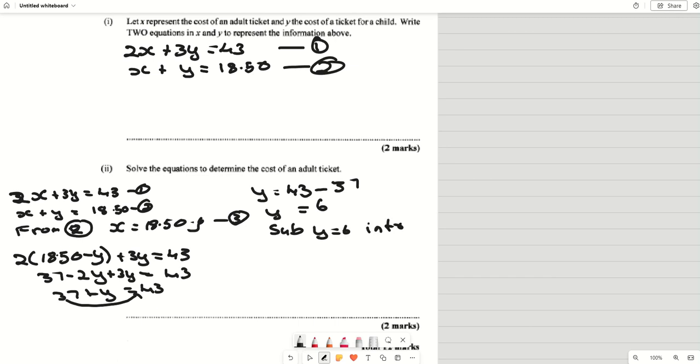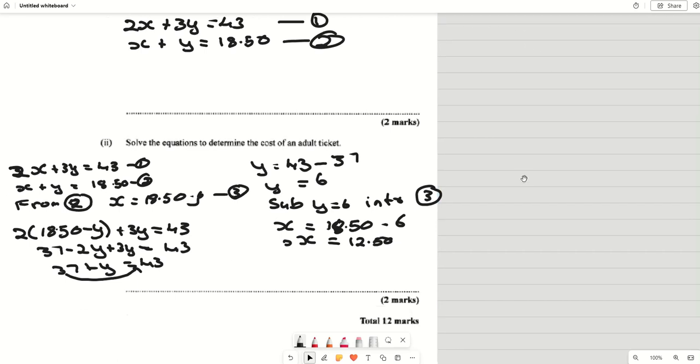Any equation you're using, but I'm going to use this equation, which is equation 3, because equation 3 tells us what x is equal to. So x is equals to 1850 minus y, which is minus 6. So x is equals to 1250. Right? So what is y? So y, solve for one adult. You didn't even need to do this. Adult is, what did they say adult is? Adult is x, right? Oh, yes, you didn't need to. Right? So x is equals to $12.50. $12.50 for one adult ticket.